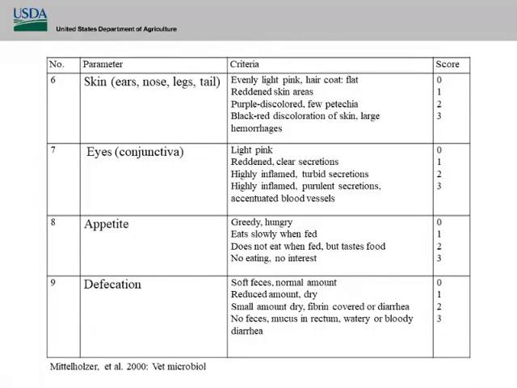Appetite, again, if they don't want to eat, if they're so uninterested in eating that they're just lying there while you're putting food down, that's a bad sign. And again, the defecation. In African swine fever, that bloody diarrhea is a real tell that that could be what's going on in those pigs.